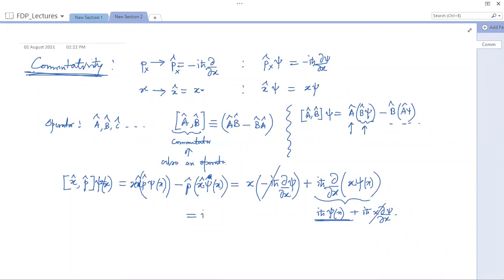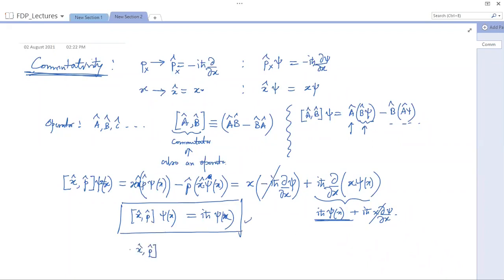So we'll get i h bar psi of x. So this commutator of x and p acting on psi of x is just i h bar psi of x. This is written in compact form: the commutator of x and p is i h bar times the identity.